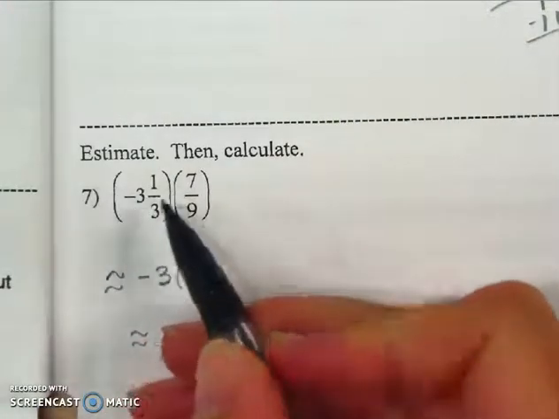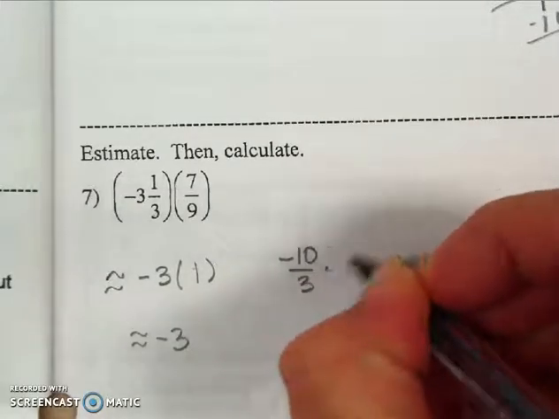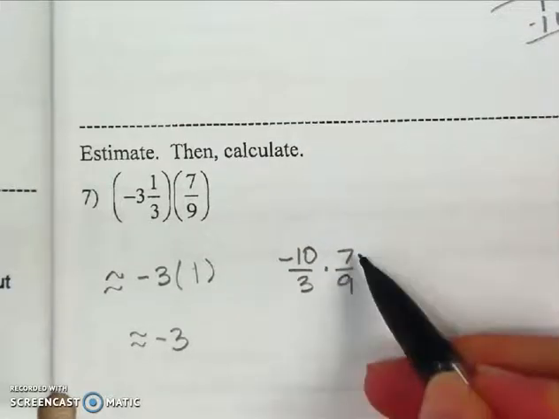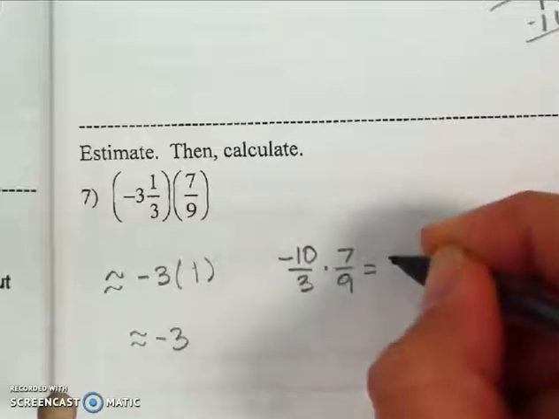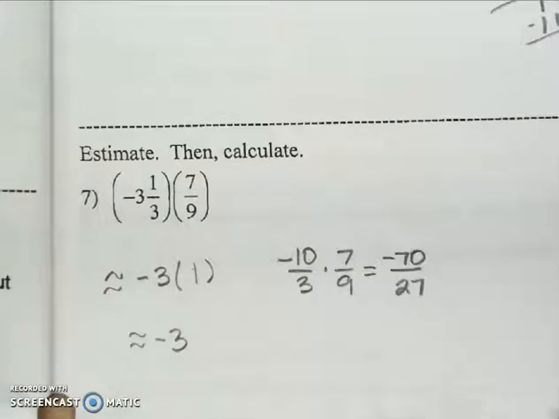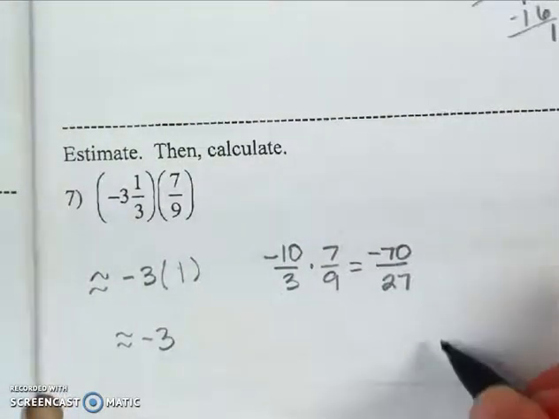So that's my estimate. Now let's actually see what we get. Big by the bottom at the top would give me -10/3 times 7/9. And again, this time I cannot cross-reduce either pair of numbers, so we just go ahead and do that multiplying. We would get -70 over 27. Now, how many groups of 27 can I take out of 70? Well, I'm going to guess around 3.